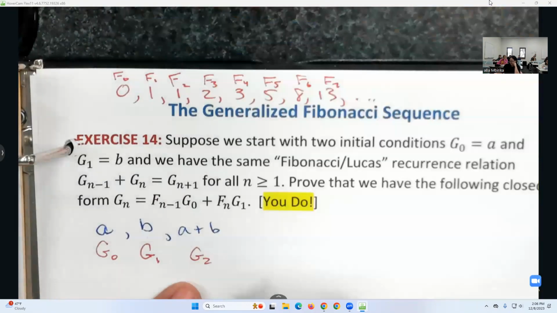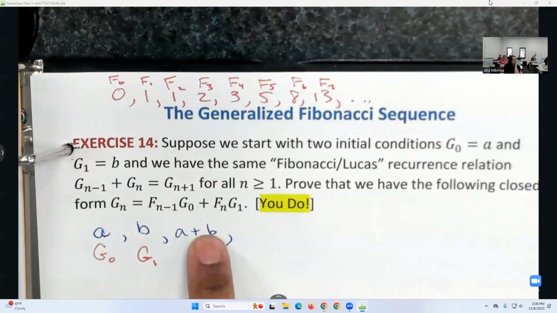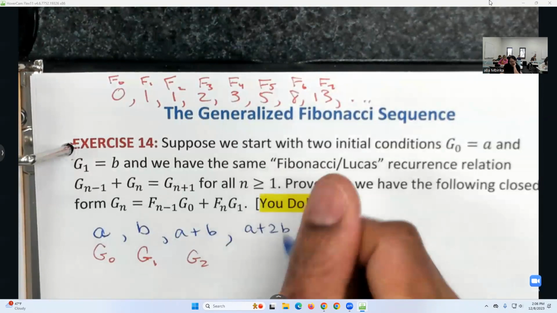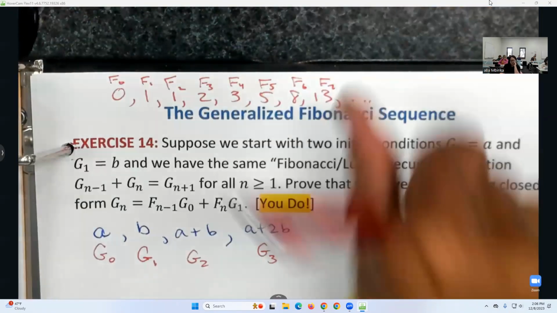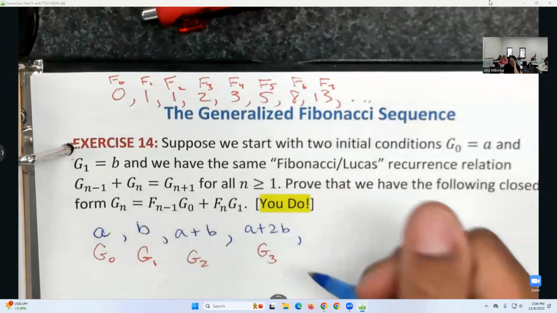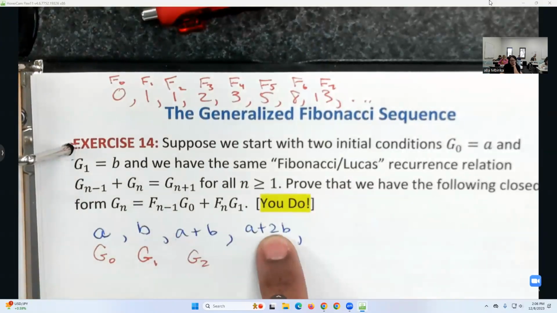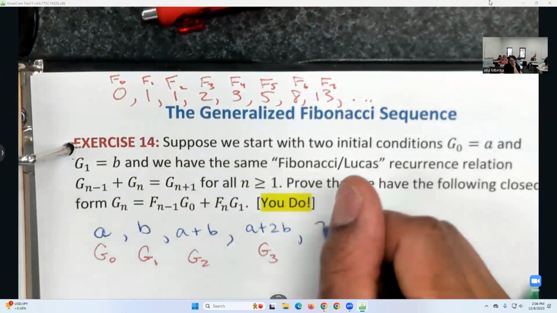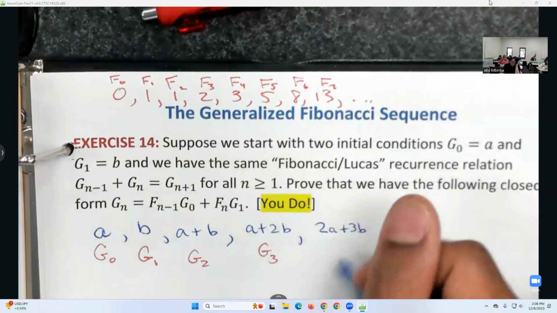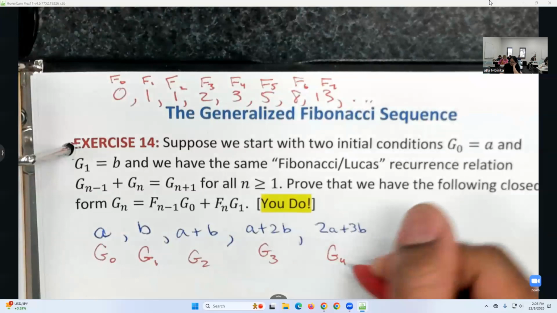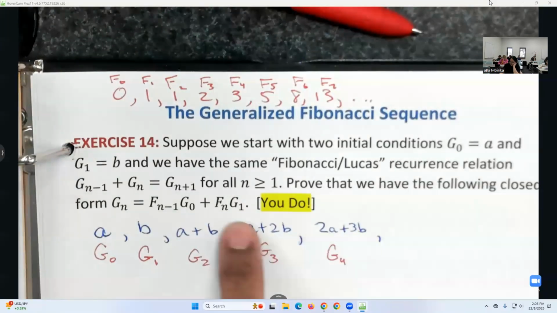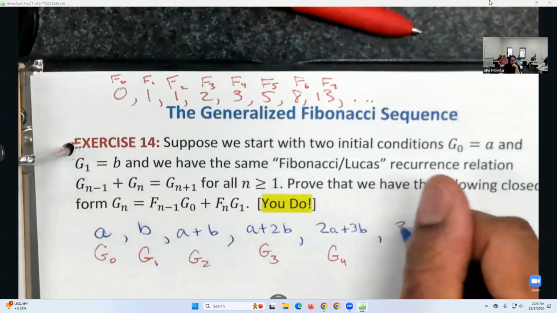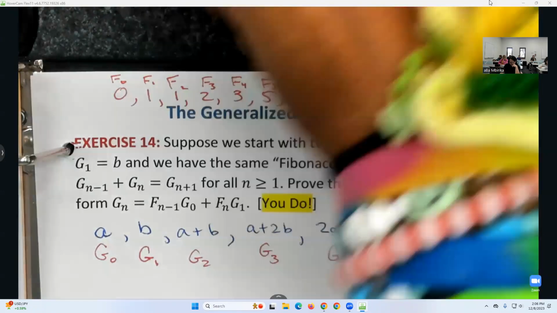Now let's find more terms. I add the B plus the A plus B, I get A plus 2B, right? So we get A plus 2B, and that would be G3. And then if we add A plus B plus A plus 2B, how many A's do we get? We get 2 A's and 3 B's. So 2A plus 3B, and that's what we're going to call G sub 4. G sub 5, we add the previous two terms. If I add those two terms, we get 3 A's and 5 B's. So 3A plus 5B, that's what we're going to call G5.